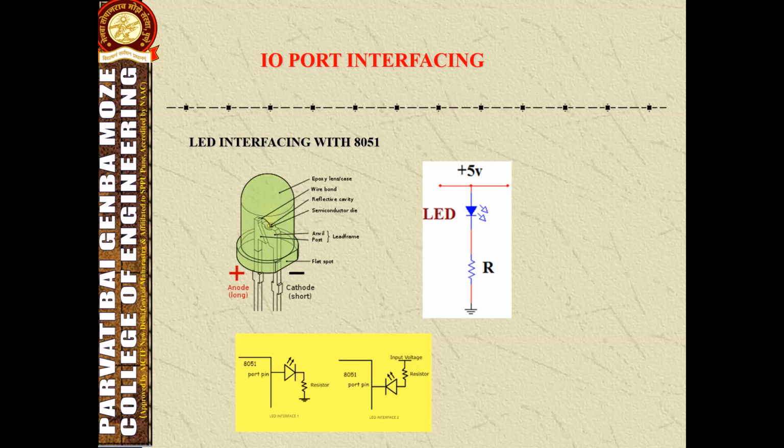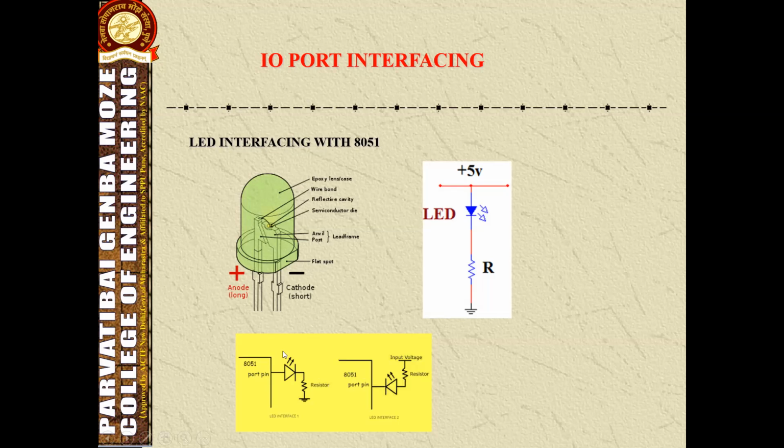To connect, there are two terminals in an LED: one is the cathode and the other is the anode. There are two ways of connecting this LED directly to our microcontroller port. For example, in this figure, I am going to connect a single LED to a port pin. Any port will do; I am taking port 0.